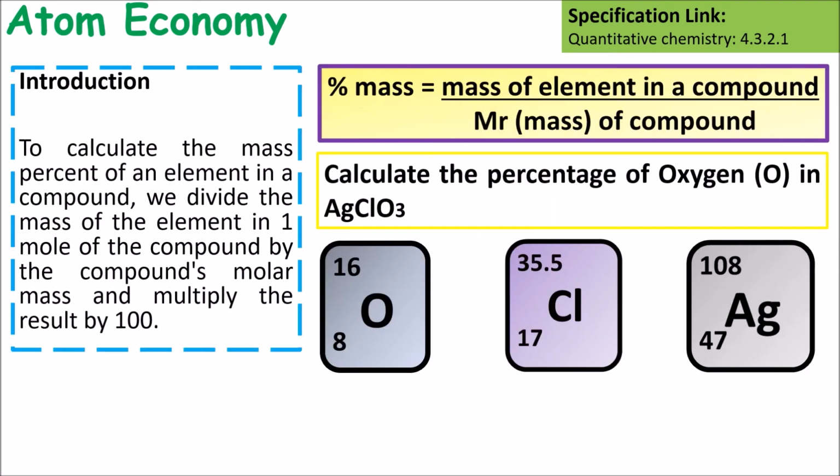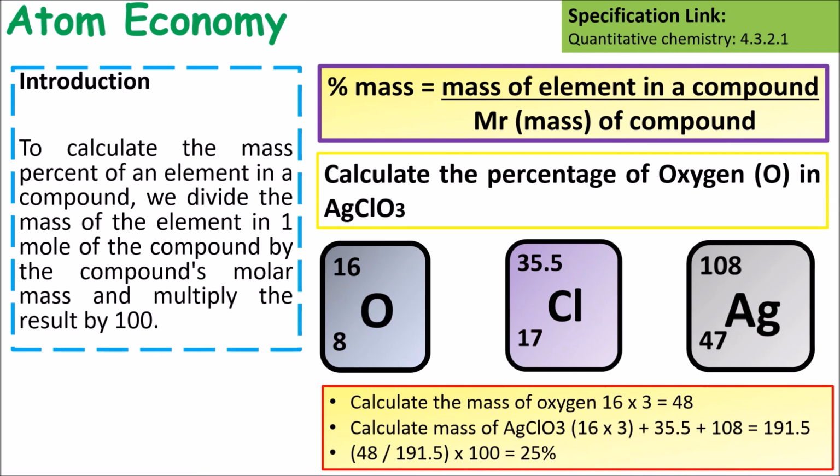So if we just look at this example where we're going to calculate the percentage of oxygen, we'll do that by calculating the mass of oxygen. So we've got 3 oxygens, so that's 48. Calculate the total mass of the compound, which is 191.5. Then to calculate the percentage of oxygen, you would do 48 divided by 191.5, then times it by 100 to turn it into a percentage.